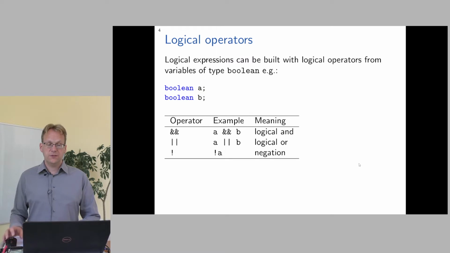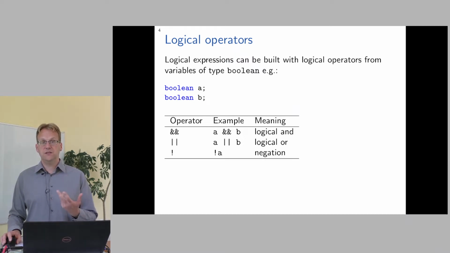For example, we may have two Boolean variables, a and b, and now we can combine these two Boolean variables using the logical AND. So a and b, both of them could hold true or false, and depending on these values, of course, we get different results from this logical AND operation. Only if both a and b are true, then this combination with the logical AND operator is true as well.